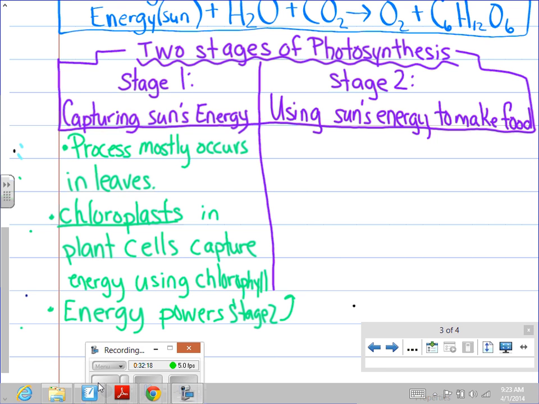Now, in the whole photosynthesis process, we said that plants need what? What's the one thing, the number one thing that powers it all? Sun. Stage 1, they're using sun. What else do they need? Water and carbon dioxide. So for stage 2, cells use water and carbon dioxide.